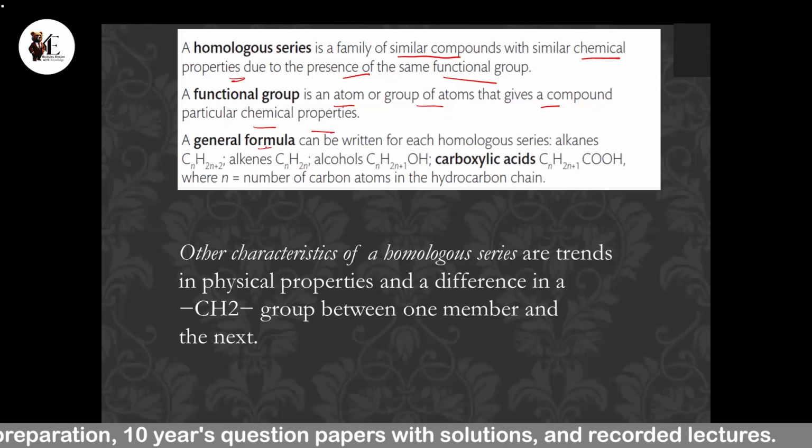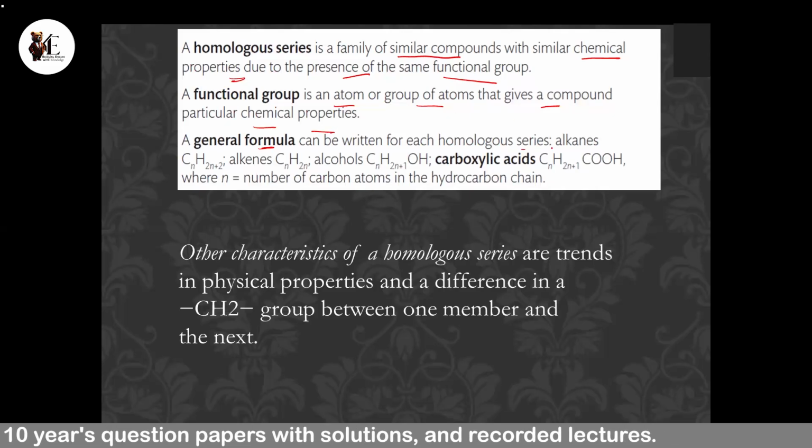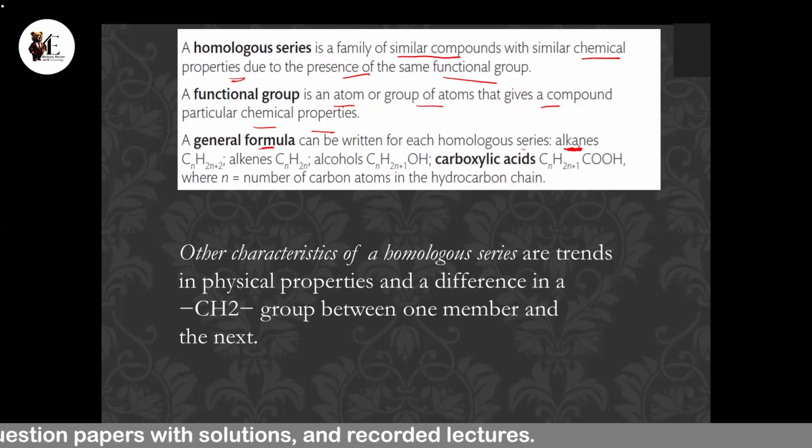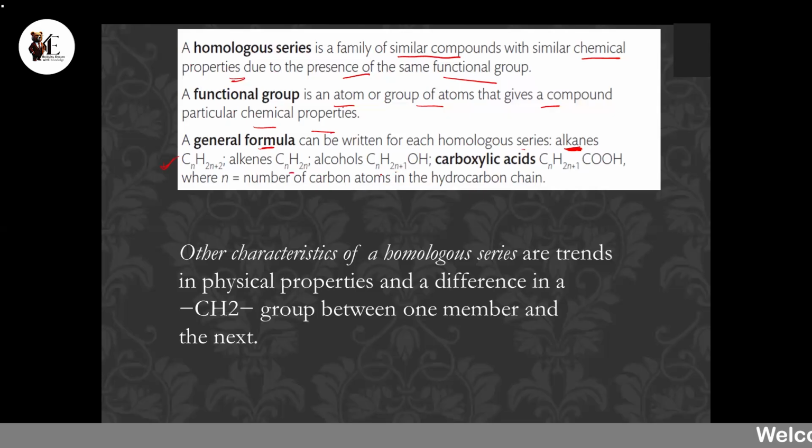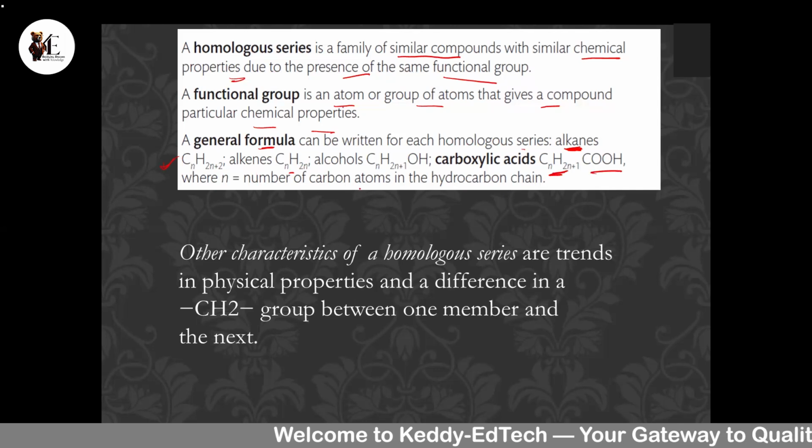Okay, a general formula can be written for each homologous series. For example, alkanes, whose general formula is CnH2n+2. Alkenes, whose general formula is CnH2n. What is n? n is the number of carbon atoms. The formula for alcohols is CnH2n+1OH. For carboxylic acids, it is CnH2n+1COOH. n is what? The number of carbon atoms in the hydrocarbon chain.